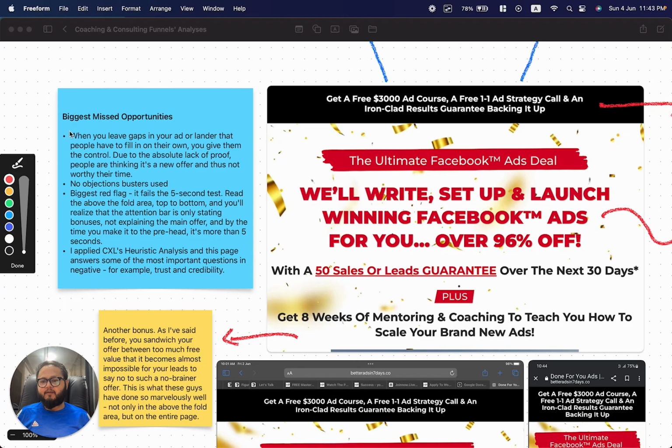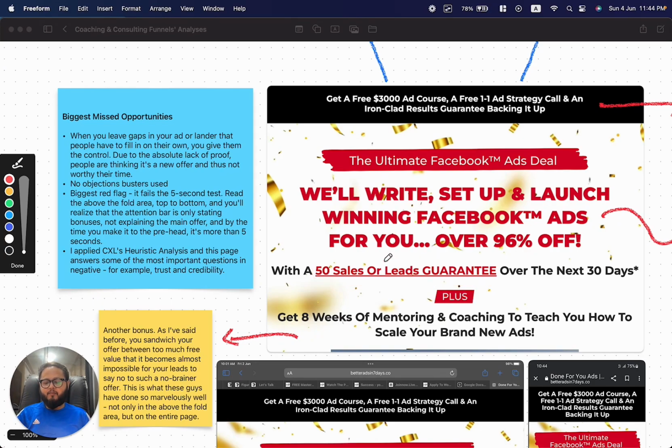So then we come to the biggest missed opportunities. That's the last part. This is something very important. This is high level thinking. When you leave gaps in your ad or landing page that people have to fill in on their own, you give them the control. Due to the absolute lack of proof, people are thinking it's a new offer and that's not worth their time. So what I'm talking about here is there are multiple gaps in this funnel. One of them I pointed out here: if someone like me is thinking, is it sales or leads? I bet most of them are thinking the same.